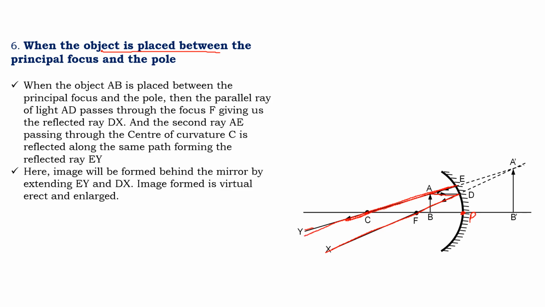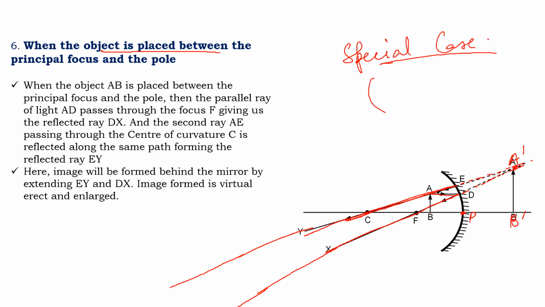So when you extend these two rays, you will see they are never going to meet. Actually, they are going to be moving apart. Then what we do for the image formation, we extend the line YA on the back side of the mirror and XD also on the back side of the mirror. Then they will meet at a point. Wherever they are meeting, that is your A dash and B dash. So this is your image. This is a very special case for concave mirror.